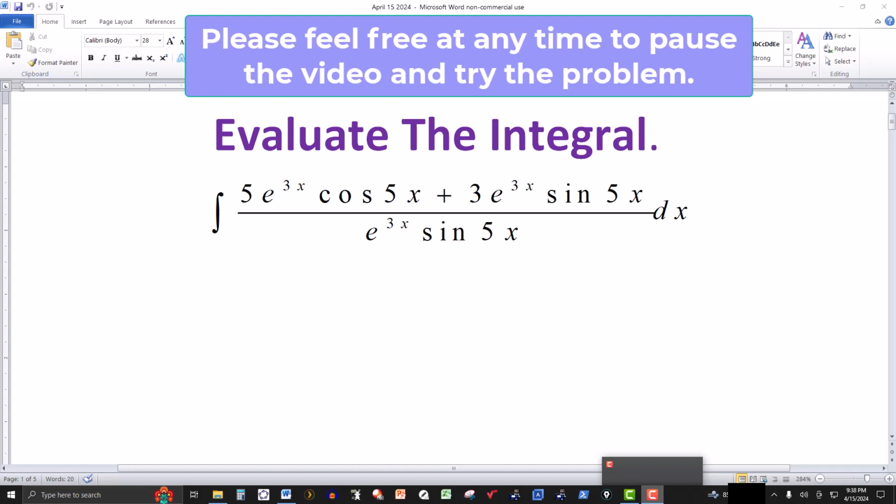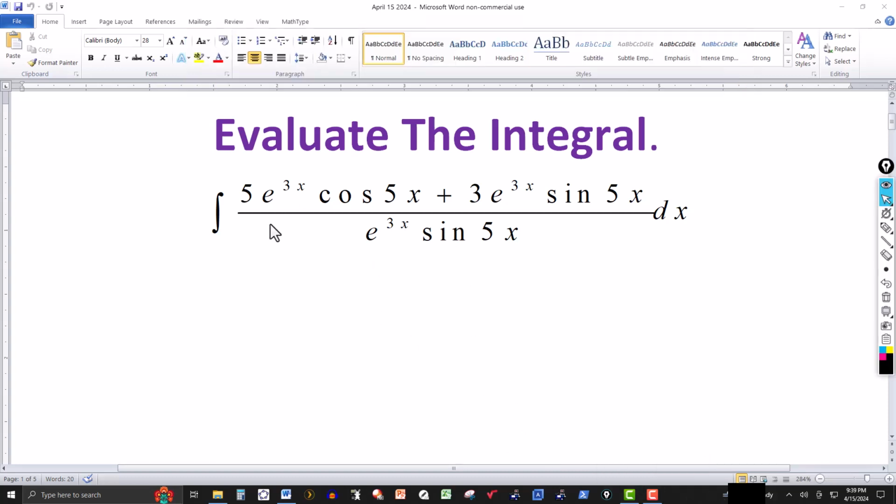In this video, we're going to evaluate this integral here. When we look at the integral, we notice that in the numerator, every term has a factor of e to the 3x. Well, there's two terms. They both have e to the 3x. The denominator term has e to the 3x. So we could cancel those.